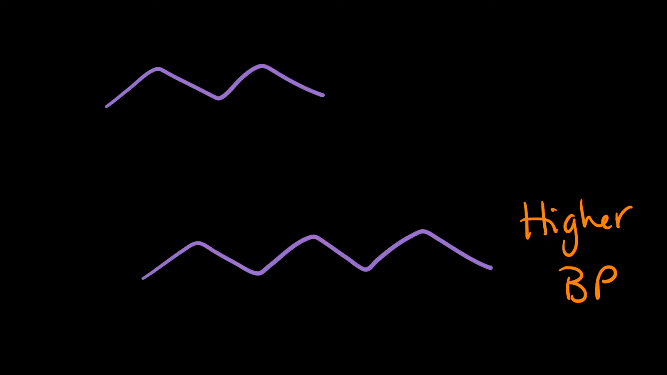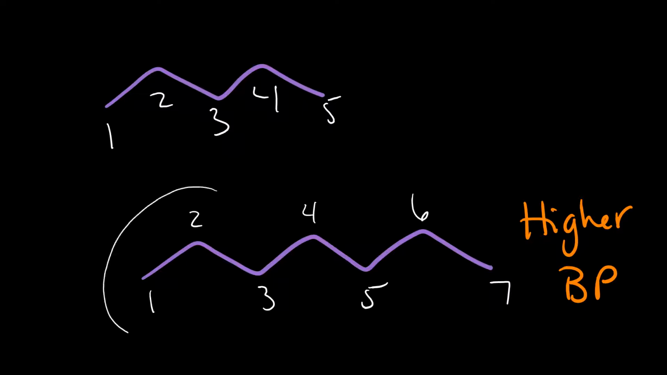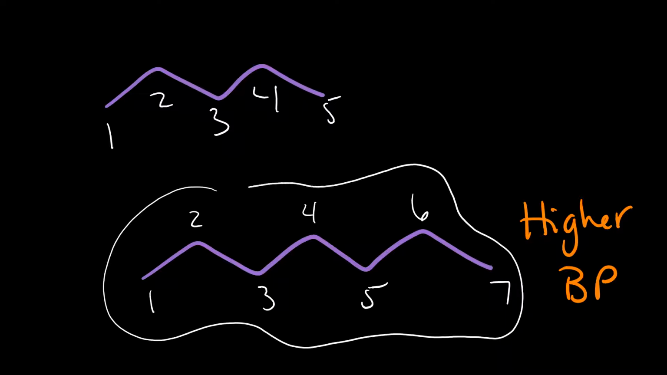So for example, in the molecule on the top, where we have 1, 2, 3, 4, 5 carbons in a row, compared to the molecule on the bottom, 1, 2, 3, 4, 5, 6, 7 in a row, the molecule on the bottom is going to exhibit more dispersion between molecules of itself. And so there's more intermolecular forces holding those together. Therefore, you're going to see a reflection in the boiling point. It's going to have a higher boiling point than the shorter chain.